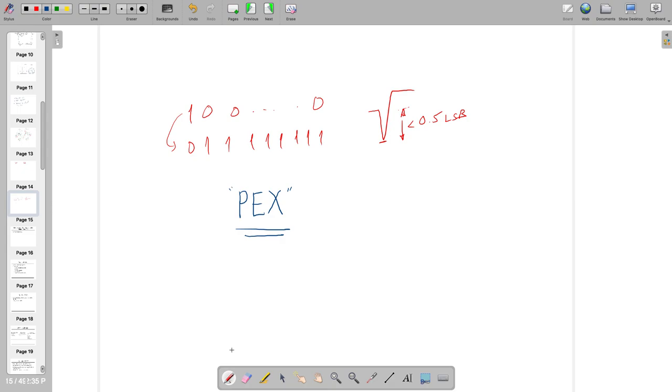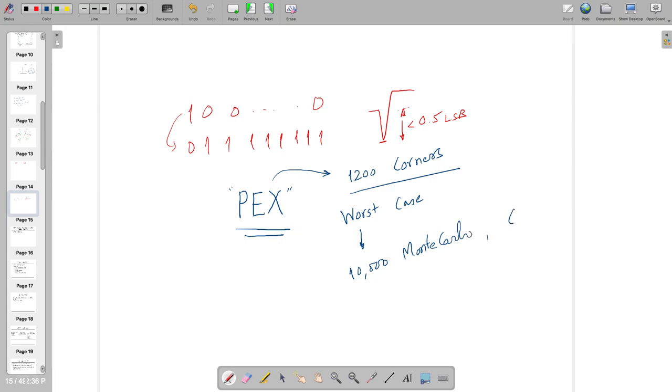Because, look, when you are doing the PEX, you are going to run 1200 corners. You will choose the worst case corner and on top of it run some 10,000 Monte Carlo, right? And look at what is happening at 6 sigma. You will see some for sure. This is what all industry people are doing. They are going to the rigorous simulations and they check what is happening.